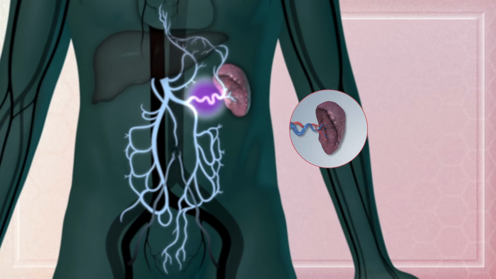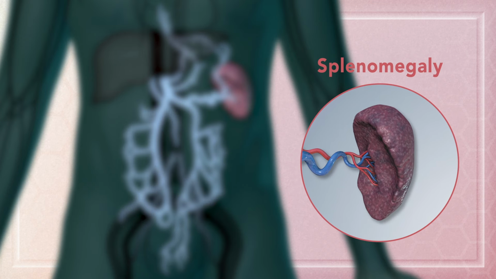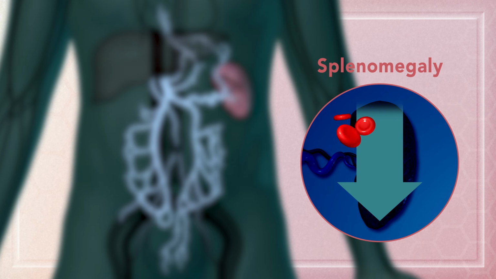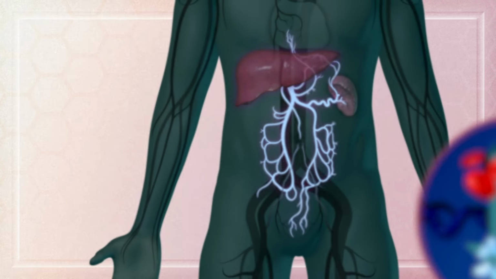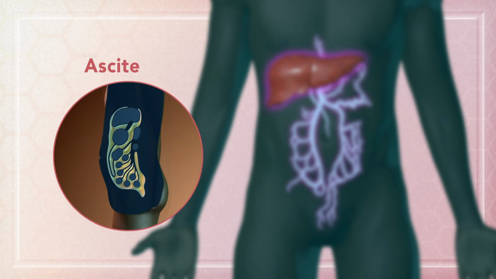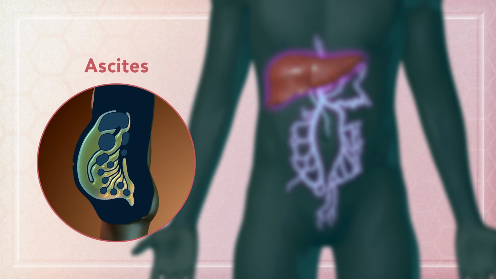While not as likely to rupture, this backup causes splenomegaly, leading to a reduction in blood components including red blood cells, which causes anemia, white blood cells, leading to increased risk of infection, and platelets, which can exacerbate any bleeding. The increased pressure in hepatic sinusoids and the splanchnic bed also leads to ascites, or excess fluid in the peritoneal cavity.